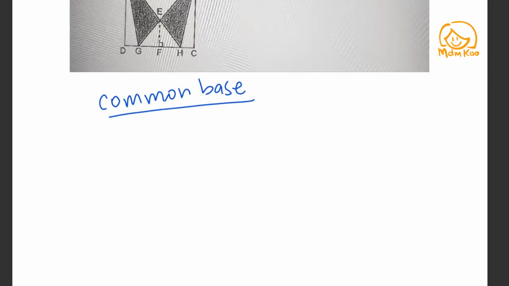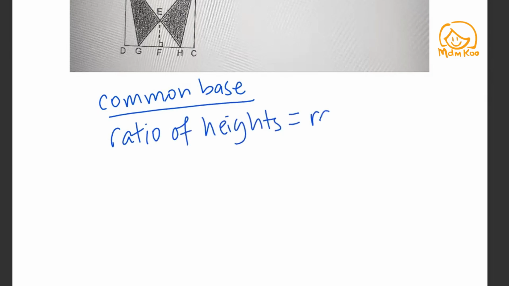Common base means comparing triangles that have the same base. So if we compare triangles that have the same base, the ratio of their height will be the same as the ratio of their areas. Why is that so? Let me show you an example.